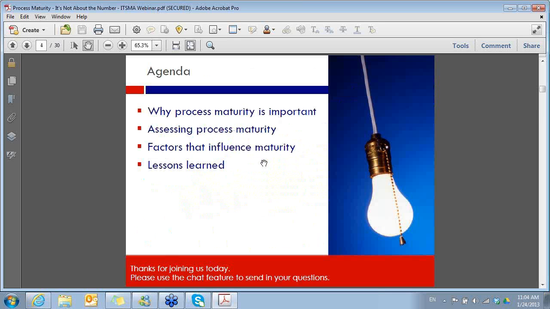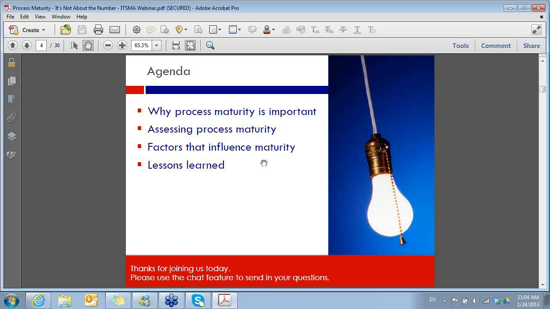All right. So I want to just spend a second talking about the agenda, and part of what I want to do is talk about the genesis for the information that I'm going to share with you today. We're going to talk about why process maturity is important. We're going to talk briefly about assessing process maturity, although that's not the genesis of this presentation. Primarily we're going to focus on factors that influence maturity.